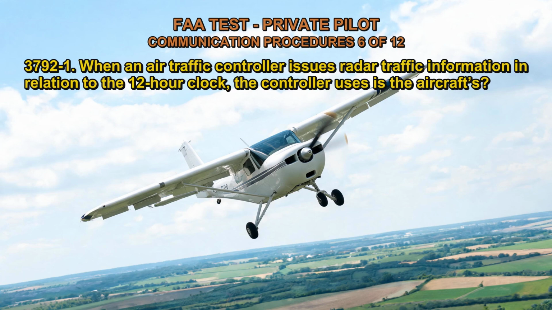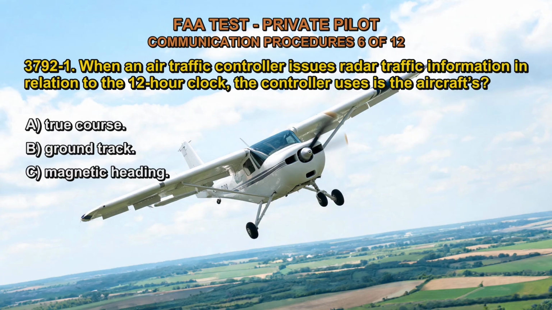Q3792-1. When an air traffic controller issues radar traffic information in relation to the 12-hour clock, the controller uses the aircraft's A. True course, B. Ground track, C. Magnetic heading.